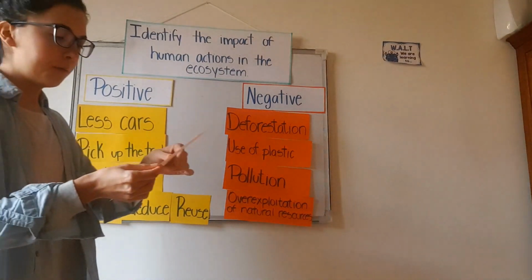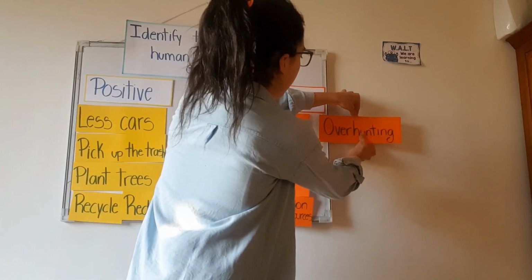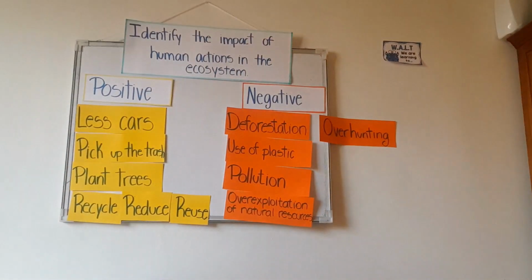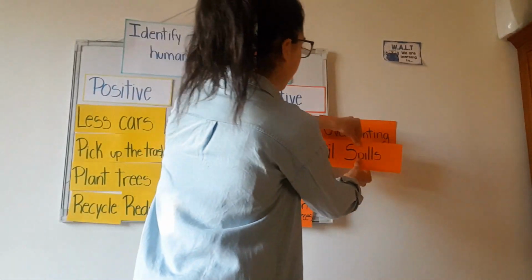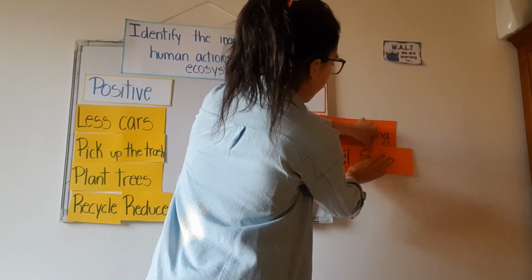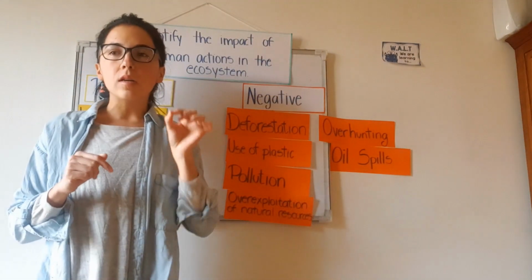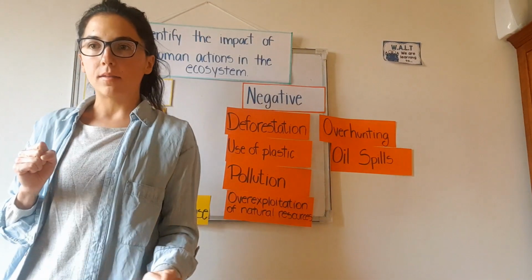Number 5, overhunting. I'll place it here. And last but not least, oil spills. So today we will just talk in detail about 2 examples of negative impacts.